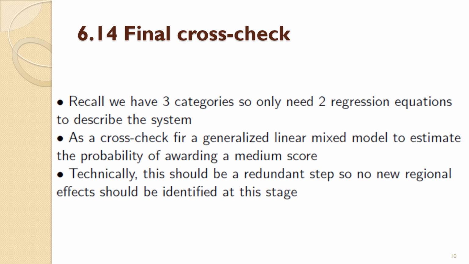So if we've done everything correctly and we've understood what is going on in terms of the underlying maths, we would expect that when we fit this third model, we shouldn't identify any new regional effects. So if we fit this model and we do find a regional effect, then there's some indication that something is going wrong somewhere. Okay, but this shouldn't be the case. If we do fit this model, we should indeed find that there are no new regional effects that we identify at this stage.